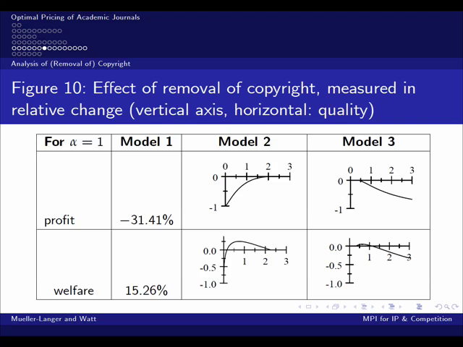However, the effect of a removal of copyright on overall welfare is here in model 2 negative only for very low levels of quality, and then is positive or zero for a huge range of quality levels. And here in model 3, the relative change on welfare under removal of copyright is negative on most quality levels, and only positive on a very small range of intermediate quality levels.